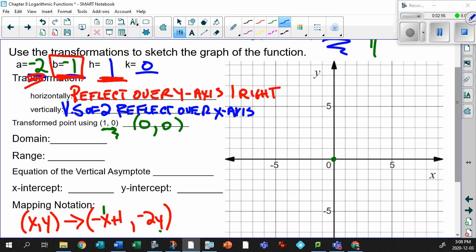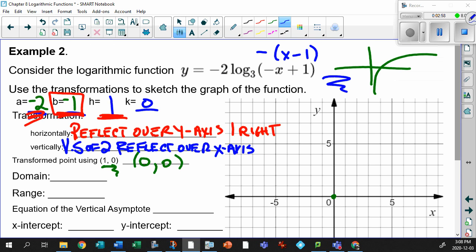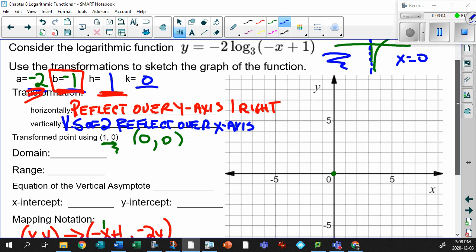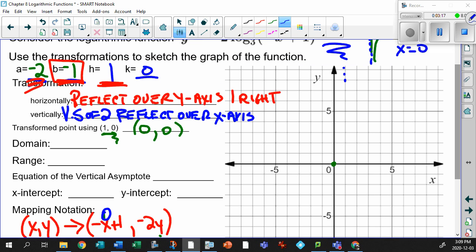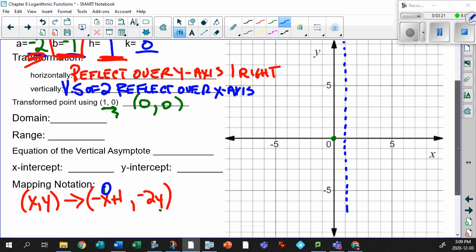Remember our asymptote. Our asymptote originally was the y-axis, which means x equals 0. But now think about it. What are you doing? Well, x equals 0 means this is a 0. Minus 0 is 0 plus 1. Guess what? Your vertical asymptote is moved 1 unit right. Look at that. This is so cool.